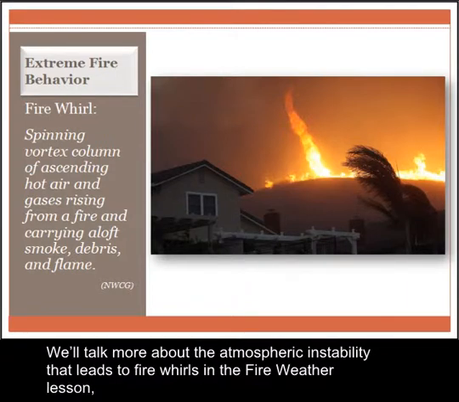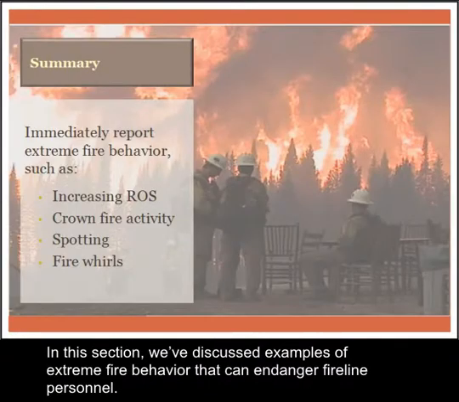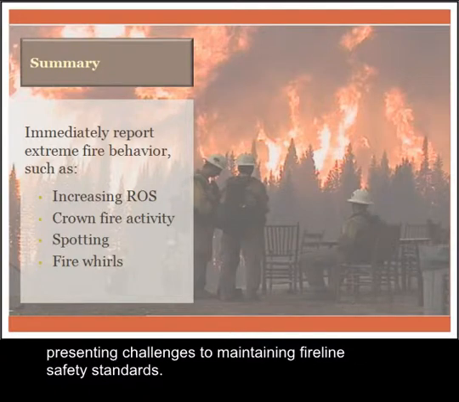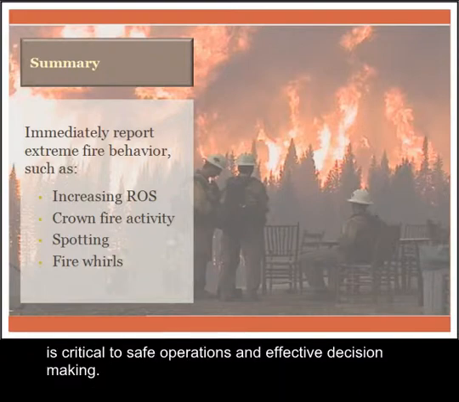We'll talk more about the atmospheric instability that leads to fire whirls in the fire weather lesson, and we'll discuss the related phenomenon of rotating smoke columns in the smoke observation lesson. In this section, we've discussed examples of extreme fire behavior that can endanger fireline personnel. By definition, these fire behavior phenomena are unpredictable, presenting challenges to maintaining fireline safety standards. Immediately reporting your observations of extreme fire behavior to your supervisor and surrounding resources is critical to safe operations and effective decision-making.